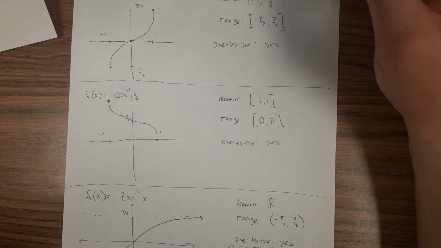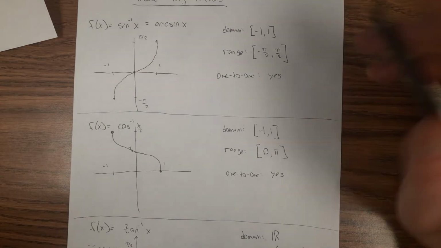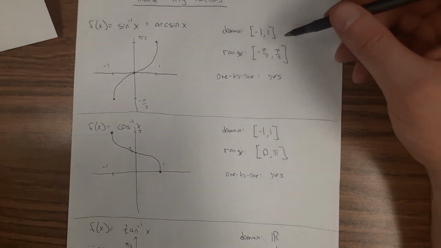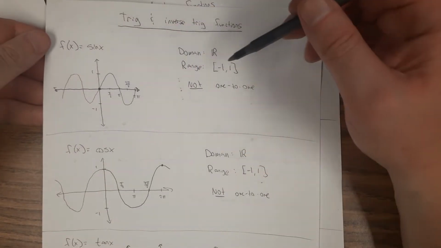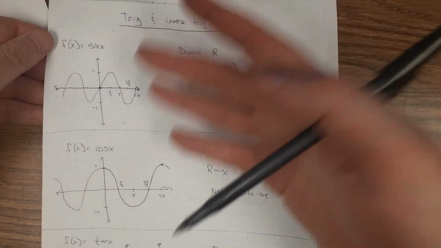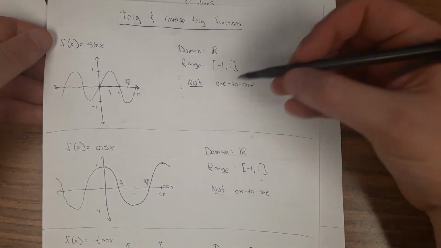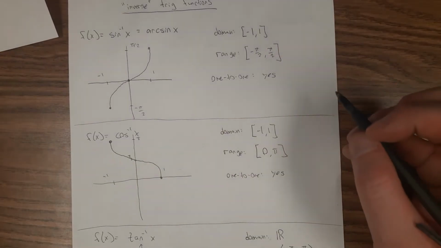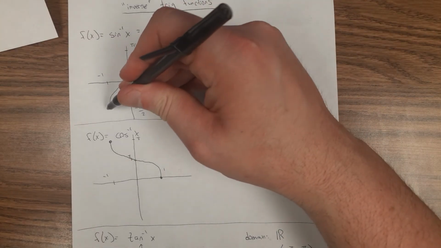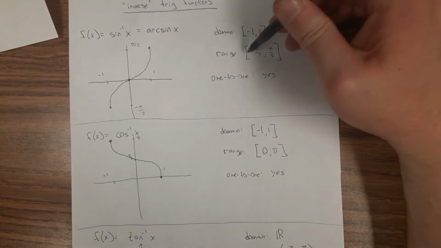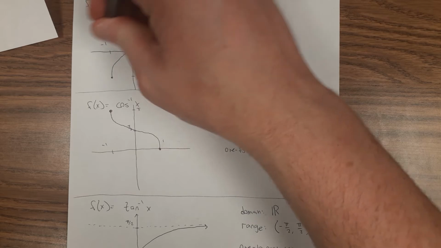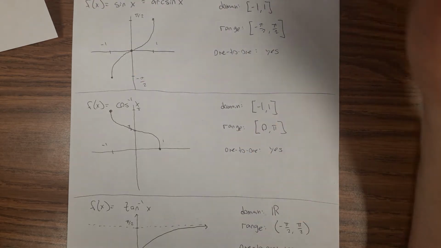Anyway, the domain is -1 to 1, and that's precisely because the range of the original sine function was -1 to 1. When you flip it, basically the y coordinates switch with the x coordinates, so the range sort of becomes the domain. The range of this function is minus pi over 2 to pi over 2, and it is one-to-one. It passes the horizontal line test.